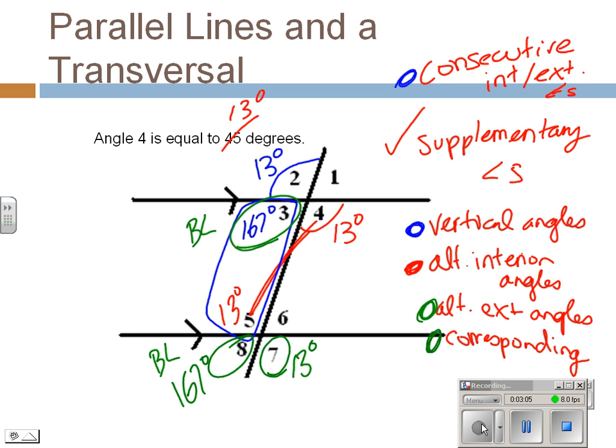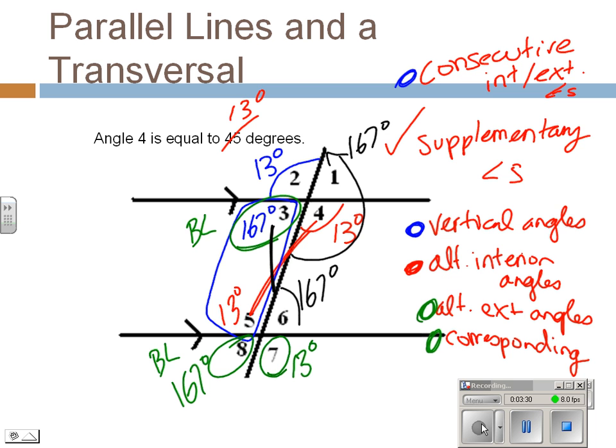And then I also need to do supplementary angles. So I could say that 4 and 1 are supplementary angles, so this is going to be equal to 167 degrees. And the last one I need is angle 6, and I've used all the different types of reasoning, so I'm going to use alternate interior angles. This is also 167 degrees.